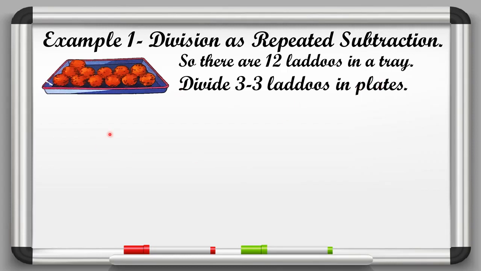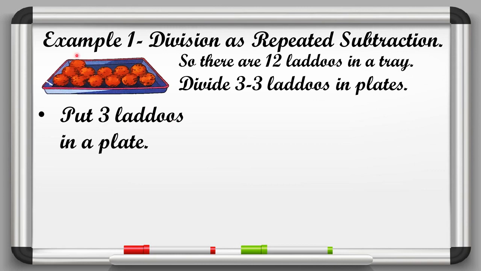Okay, so let's start. Put 3 laddus in a plate. What will we do, beta? From these 12 laddus, we will keep 3 laddus in one plate. So here is a plate and here we have kept 3 laddus, 1, 2 and 3. Because this is the question division as repeated subtraction, we will subtract 3 laddus from these 12 laddus. So 12 minus 3 is equal to dash.